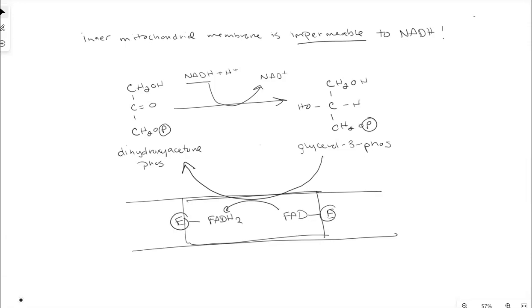and this is going to generate FADH2 in the inner mitochondrial membrane space. And this FADH2 can then be directly passed to ubiquinone in the electron transport chain. So fundamentally what we're doing here is converting an equivalent of cytosolic NADH to an available FADH2.